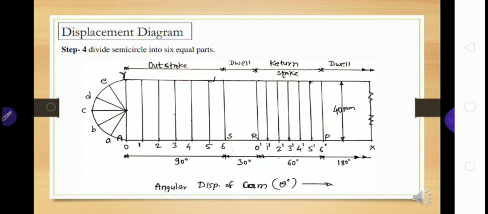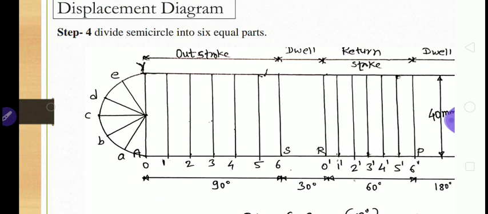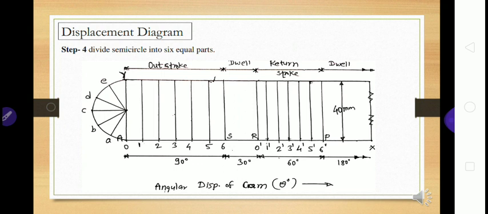In the fourth step, we have to divide this semicircle into 6 equal parts. Whatever number of equal parts you have drawn for the outstroke and return stroke, the same number of equal parts you have to divide this semicircle into. How to divide? This semicircle means the total angle is 180 degrees. So 180 degrees we have to divide into 6 equal parts. That means each angle will be 180 divided by 6, 30 degrees.